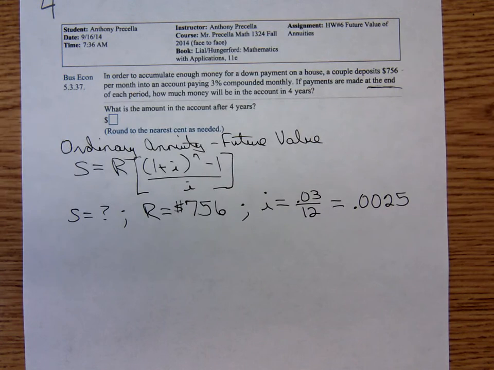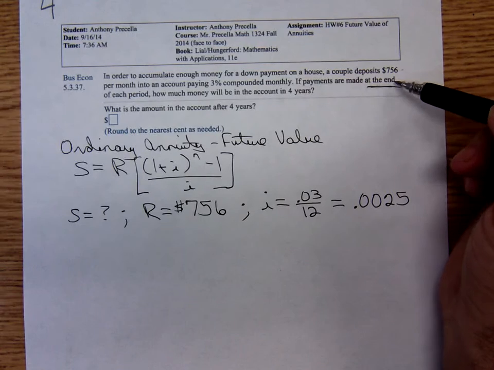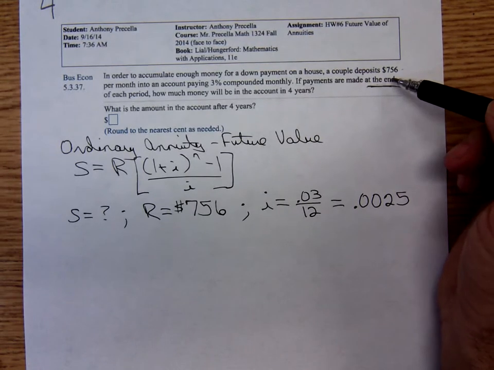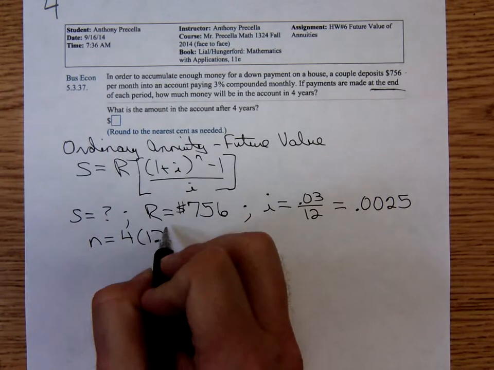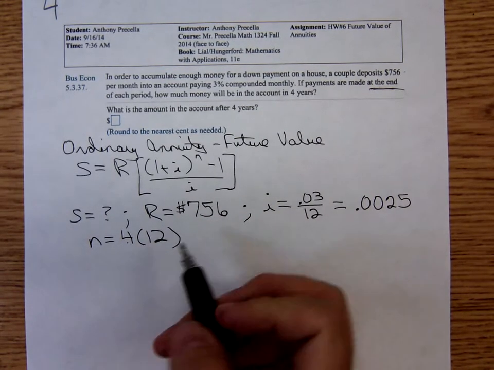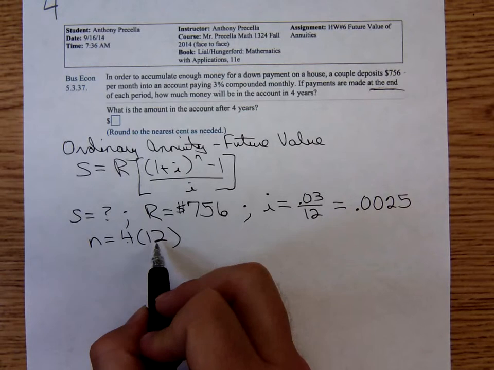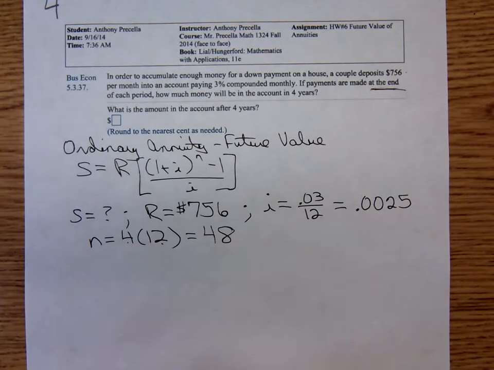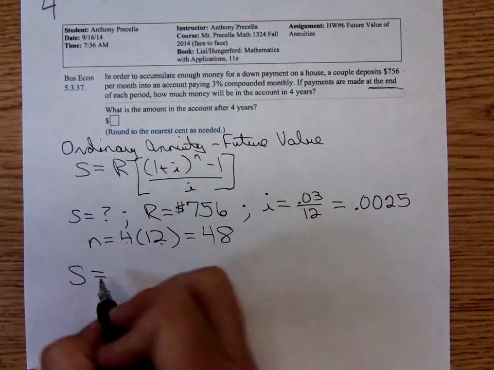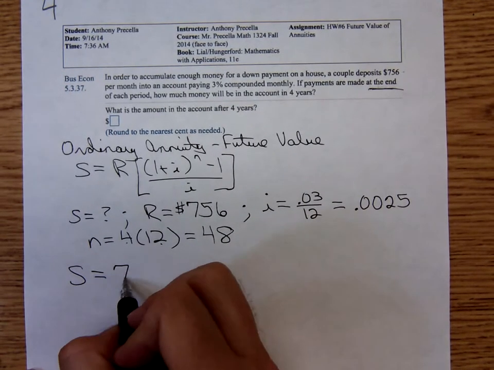What about n? n is the total number of payments they make into this account. They're making monthly payments for 4 years. 4 times 12. They make 12 payments a year for 4 years, so that's 48 total payments.